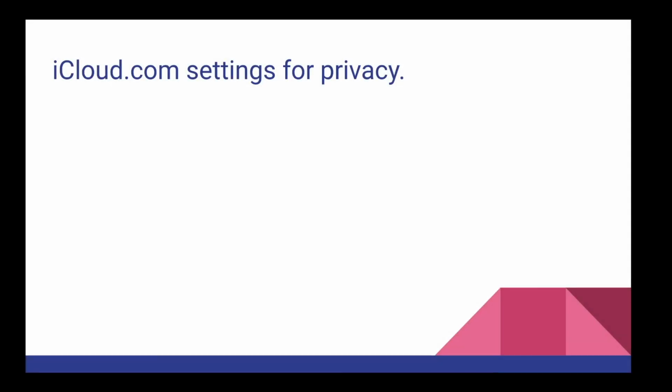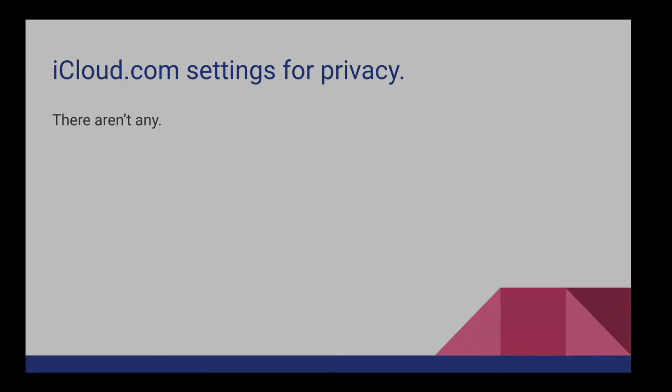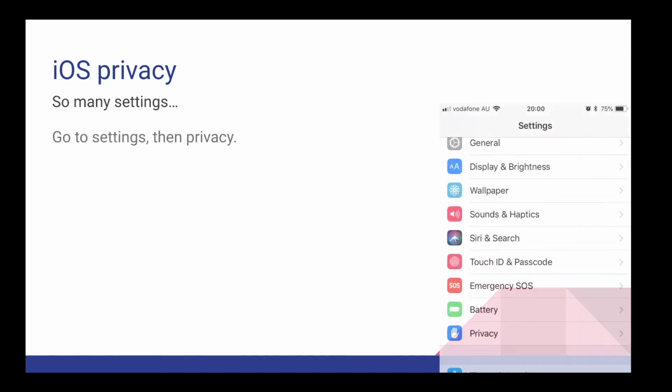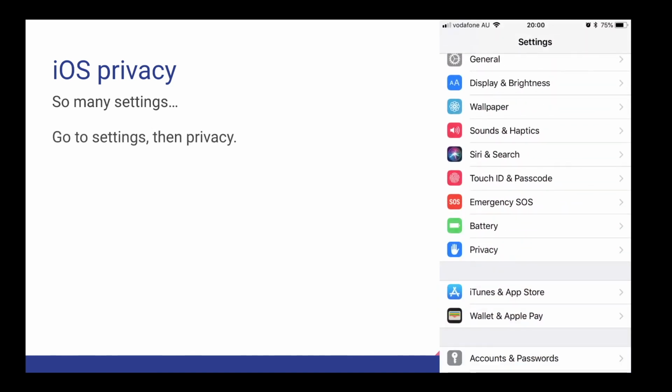Okay, really simple. iCloud settings. Well, there aren't any. That's kind of cool. iOS privacy settings, and there are a lot in here because once again this device is a tracking device. So go to settings, then general settings, and then privacy. You'll see the blue icon with the hand.